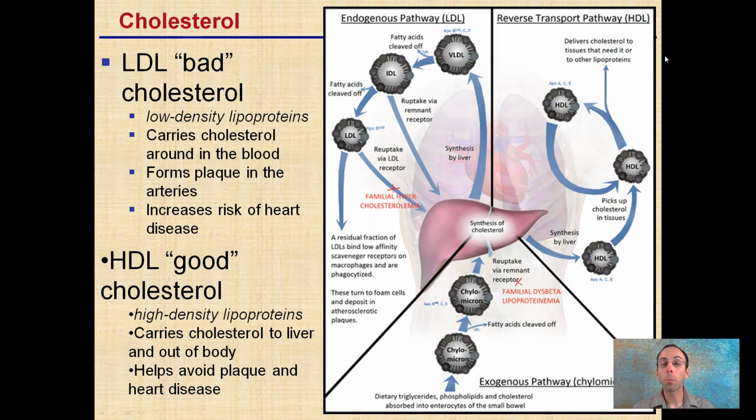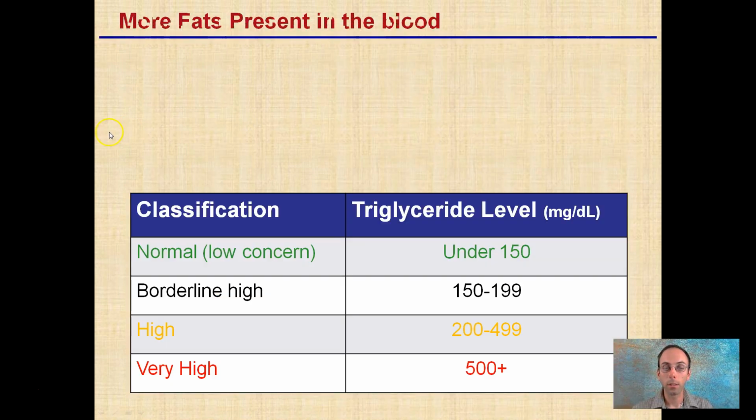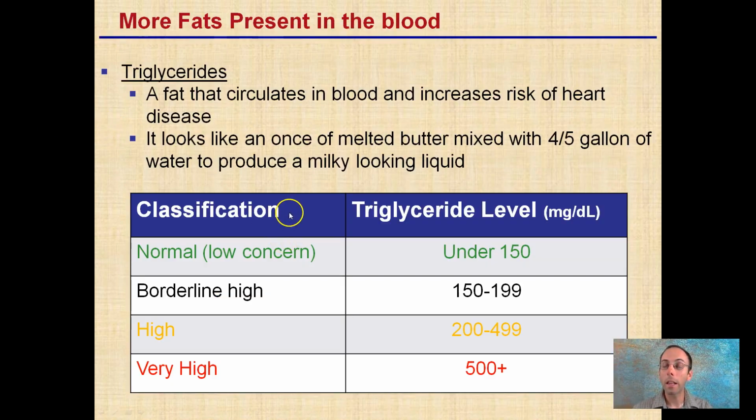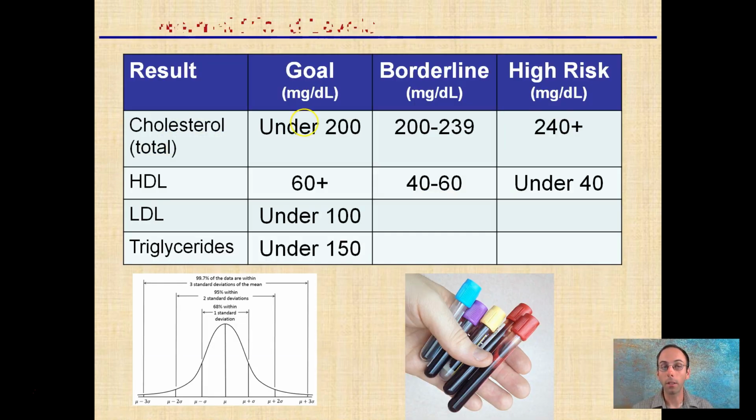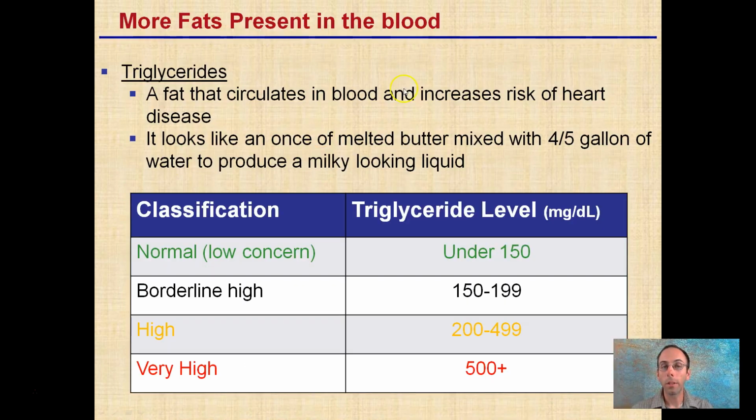So when we talk about cholesterol, the broad term, please realize that there's low density and high density forms of cholesterol, and the high density are considered the beneficial ones for the body, while the LDL, the low density lipoproteins, have negative effects. Now, triglyceride level in the blood is a fat that circulates in the blood and increases risk of heart disease. It looks like if you melted a butter stick with 4/5 gallon of water, producing a milky kind of looking liquid. So these triglycerides have that kind of milky look to them.